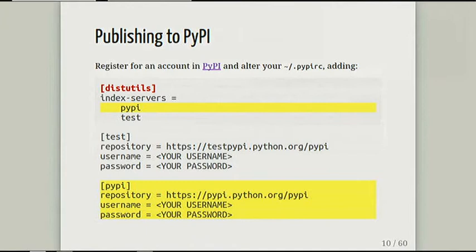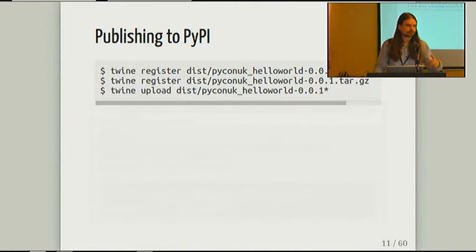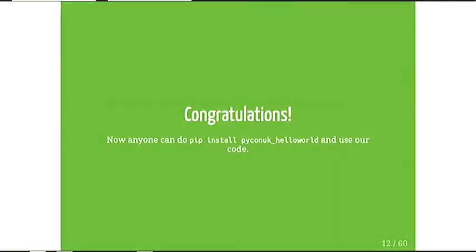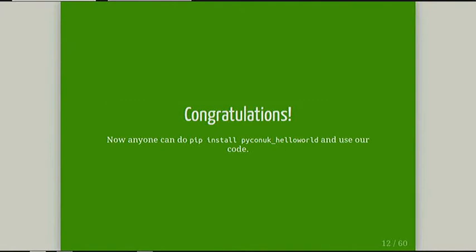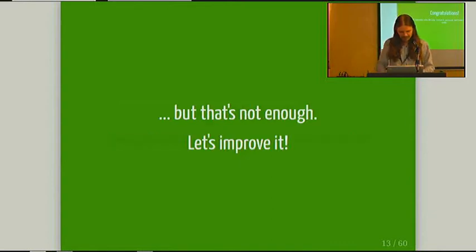It's the same thing that we need to do: go to PyPI, register an account, and add that new account to your .pypirc file with your repository, your username, your password. Register again with Twine, the same way we just did, and upload it to the real PyPI. And congratulations, now everyone can just do pip install Pycon UK_hello world and get your amazing package. But that's not enough, so let's improve it.